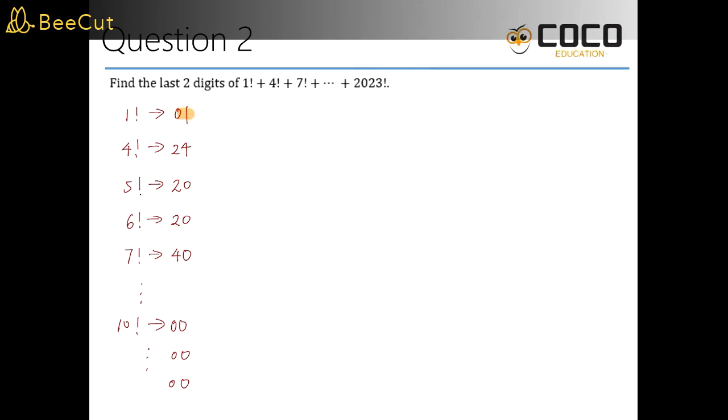So we have 0, 1, 2, 4, and 4, 0. So 1 plus 24 plus 40. The last two digits of the sum is 65.